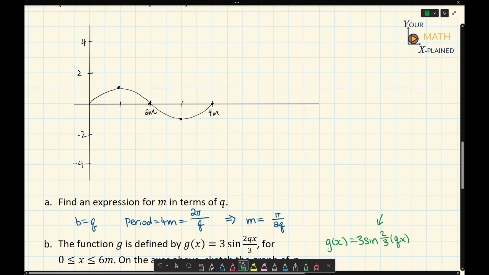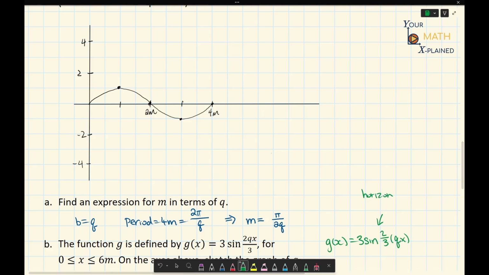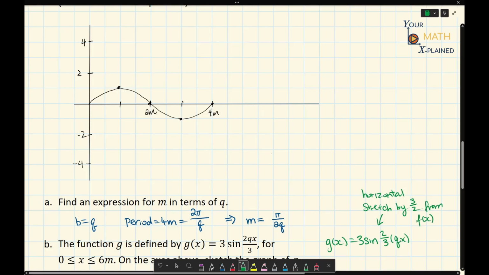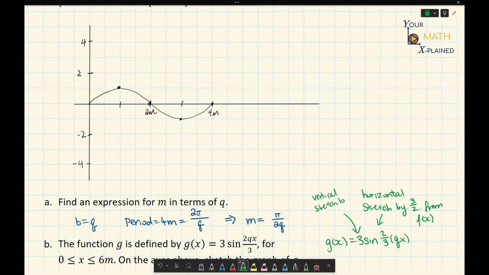So this tells us it is a horizontal stretch by 3 over 2 from the original function f of x. And then this 3 in front of sine is a vertical stretch by a factor of 3 from f of x.